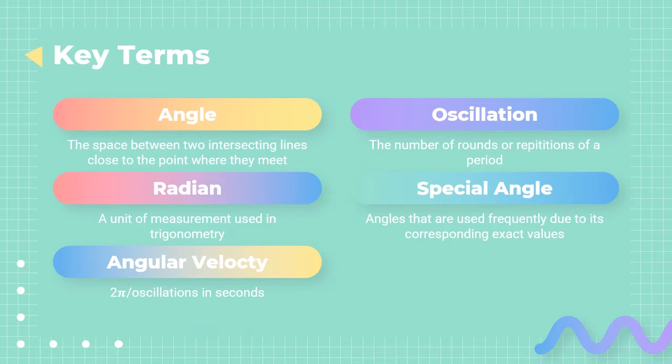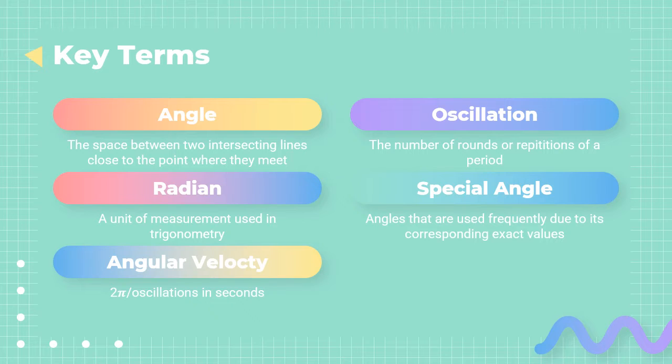There are a couple of key terms that we must know before we actually get into this topic of grade 12 level trigonometry. So an angle, which is the space between two intersecting lines close to the point where they meet. An oscillation, also known as a revolution, is basically the number of rounds or repetitions of a period in a sinusoidal function. A radian, which is a unit of measurement used in trigonometry, and we'll be elaborating more on that. There's a whole separate section for that afterwards.